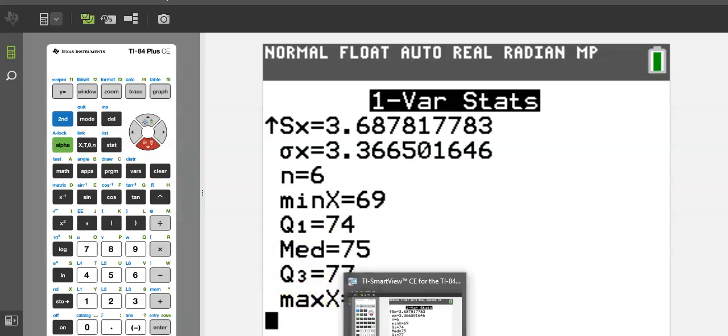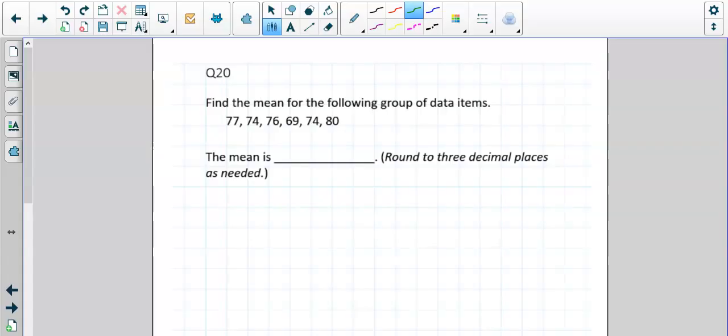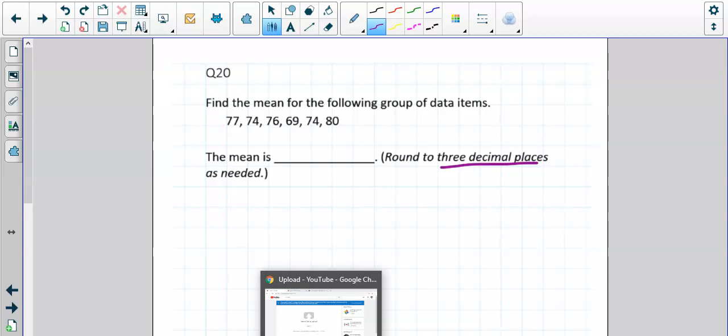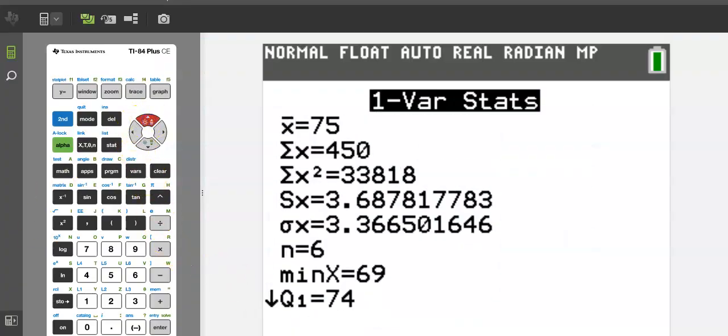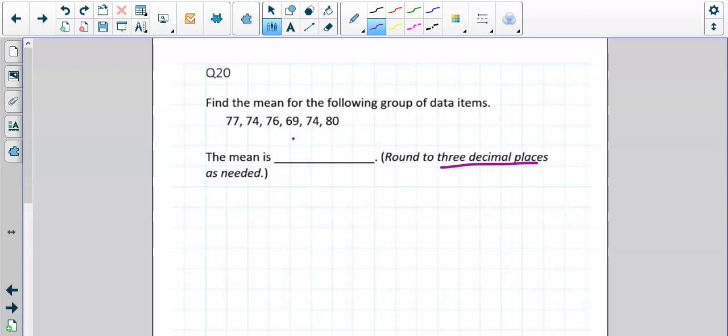So when we go back to this question, and you can do that on all of these questions that are coming up right here. So it says find the mean. And it wants us to round to 3 decimal places as needed. So we just go back to our calculator. Remember, the mean in the calculator was the X bar. So what's the mean? 75. So that's what we put in the blank. 75. And then we move on to the next one.